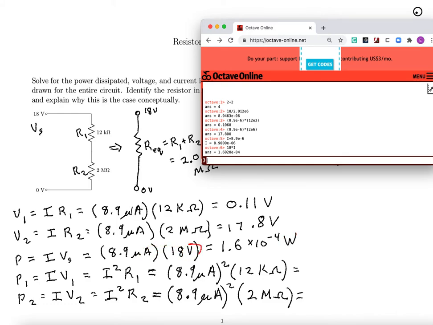Current times the voltage is a watt, the SI unit of power, or 0.16 milliwatts.